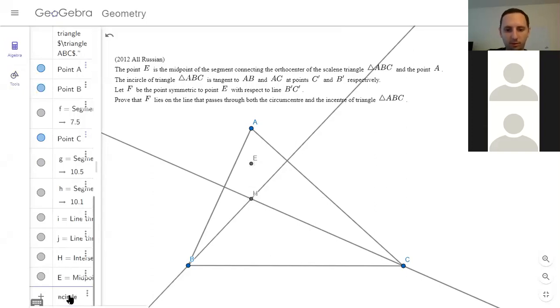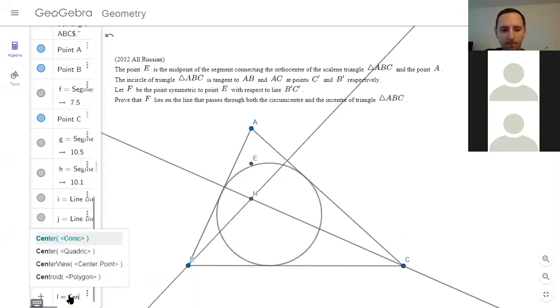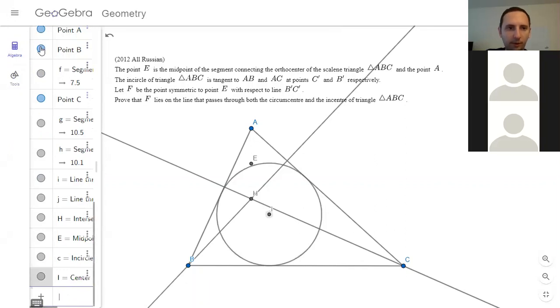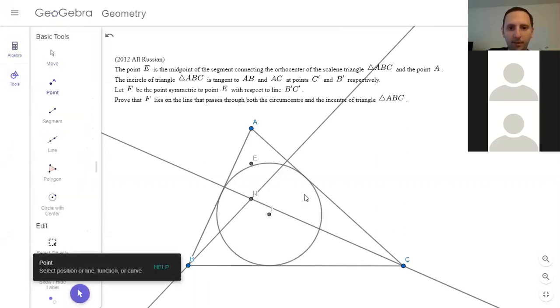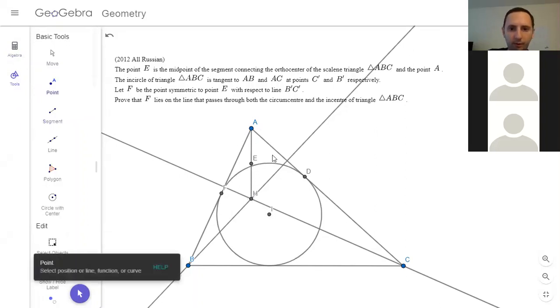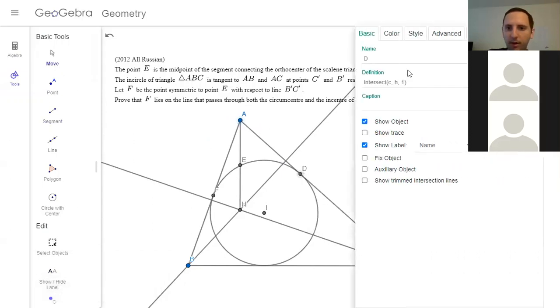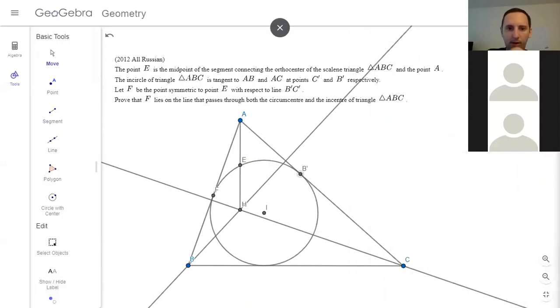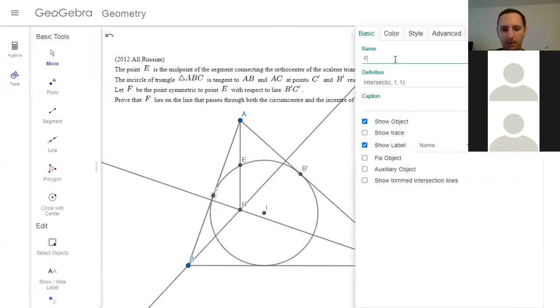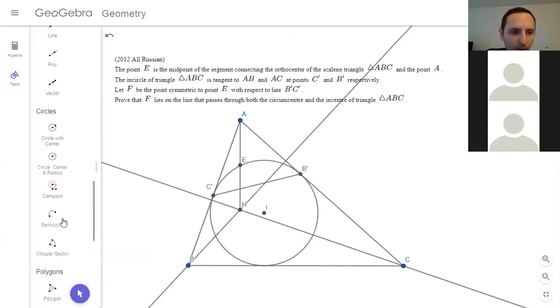So we draw the tangency points. So they call it C prime and B prime. So yeah, obviously E is the center of this circle. I'm going to draw that in later. But in the problem, they call this B prime, this C prime. Let F be the reflection of E over B prime C prime. So yeah, I think it's probably worth drawing in that circle.